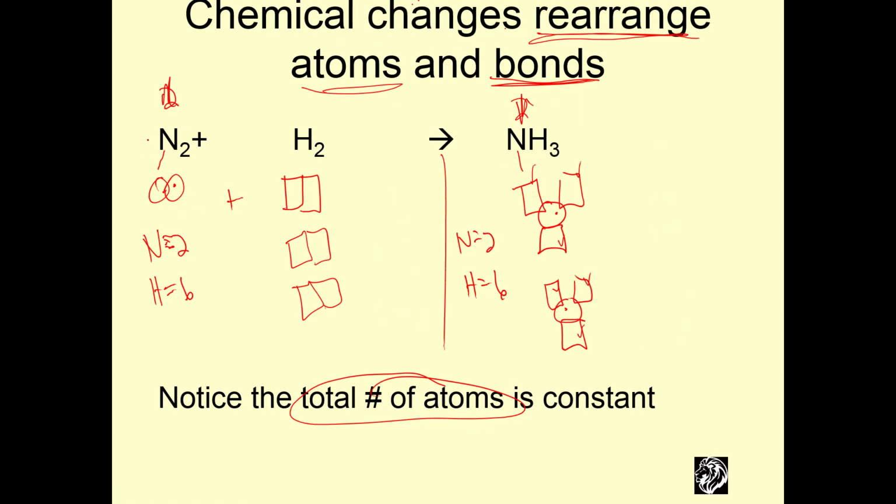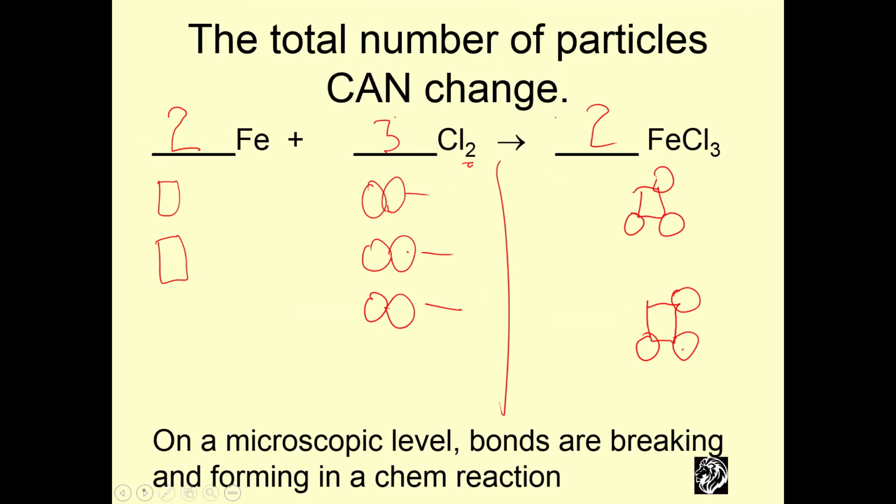I didn't balance this one. I should have. This has a coefficient of 1. This has a coefficient of 3. This has 2. On a microscopic level, bonds are breaking and forming. Notice bonds formed with square to circle and bonds broke with circle to circle. So you need to know that bonds break and form in a chemical reaction.